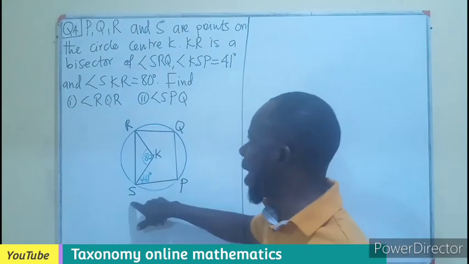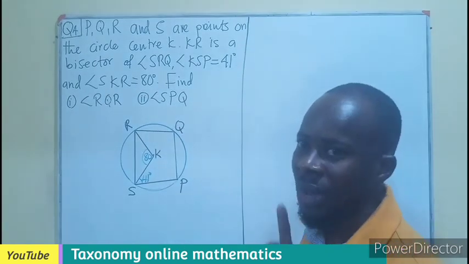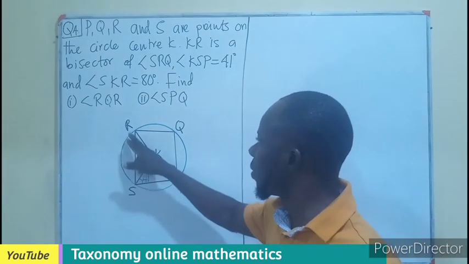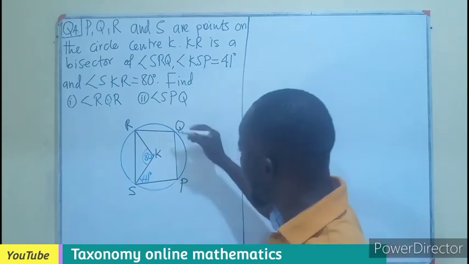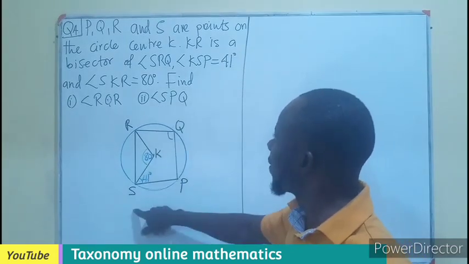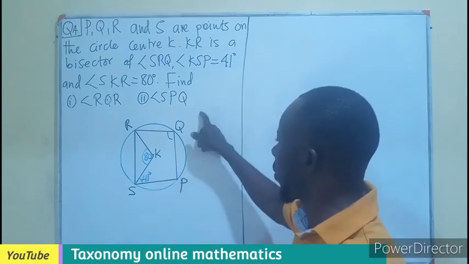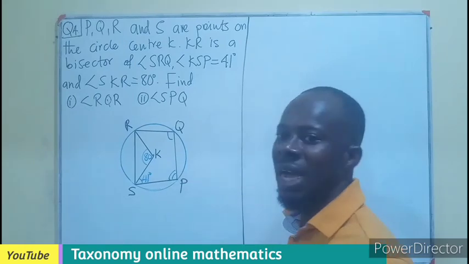The angle SKR is 80 degrees. Our task is to find the angle RQP, meaning this very angle, and also the angle SPQ, meaning this very angle.